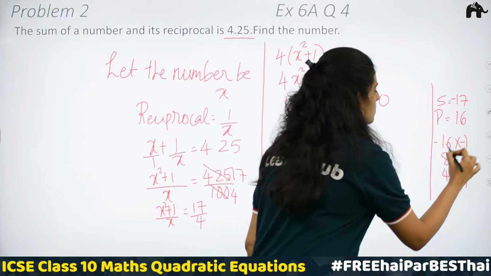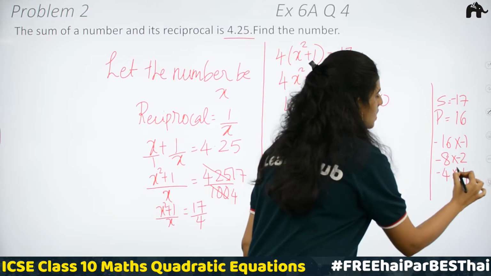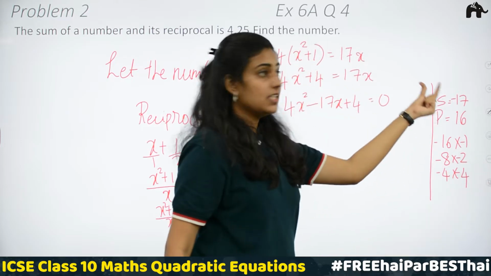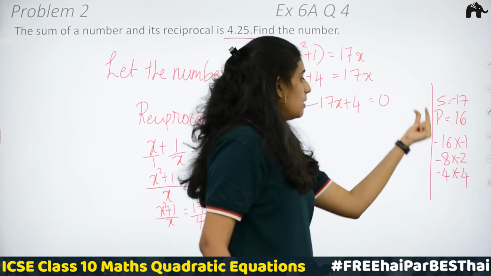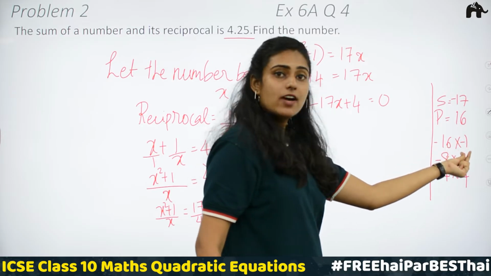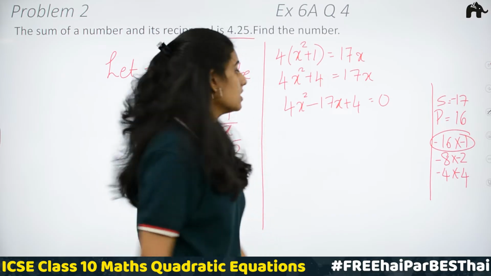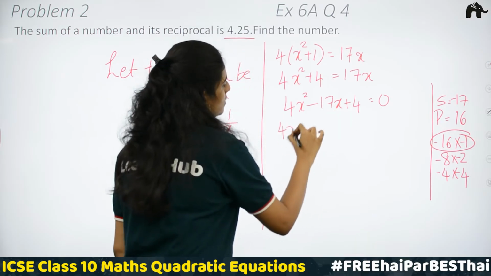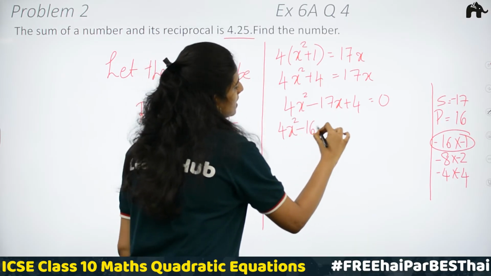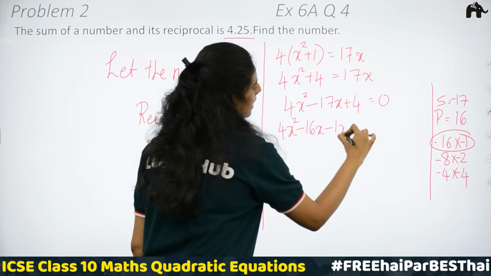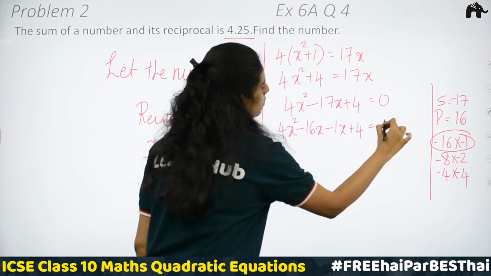Minus 16 minus 1, minus 8 minus 2, minus 4 minus 4. Now check the sum. It is minus 17. Minus 16 minus 1 is minus 17. So these two numbers can be taken to split the middle term. This becomes 4x square minus 16x minus 1x plus 4 is equal to 0.